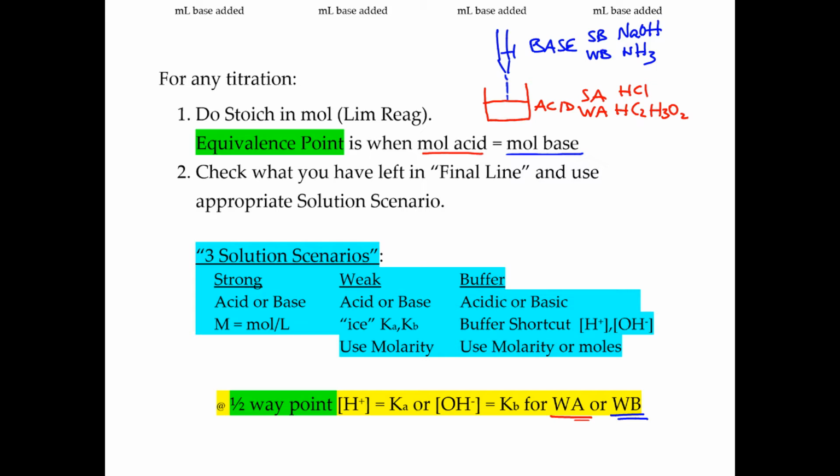A special point in a titration is called the halfway point. This is only going to be important really when you have a weak acid or base in the titration. The special situation is the H plus will equal the Ka, or the OH minus will equal the Kb, for a weak acid or base. So it has to be weak for this halfway point to really be relevant. We'll see all this in the next couple of slides.